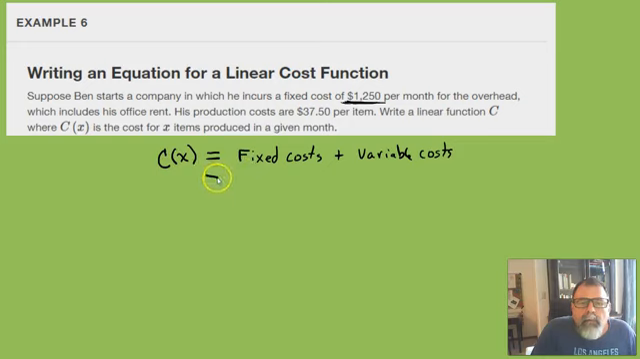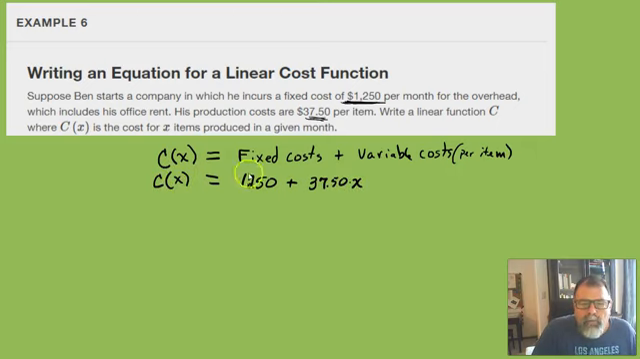So basically our fixed cost is the $1,250. The variable costs per item, and the per item, that's going to be X. So it's going to cost us $37.50 times the number of items we produce, and then that's basically it. That's our formula.